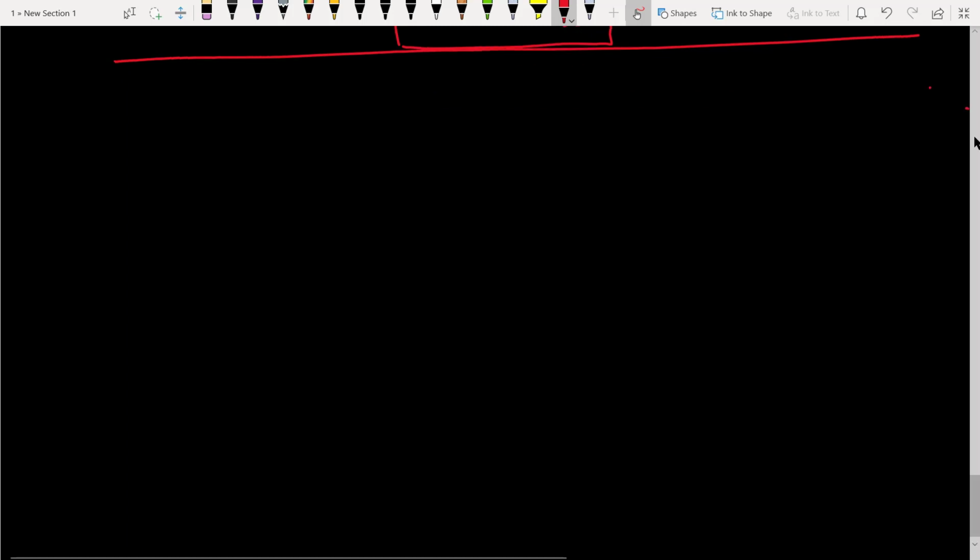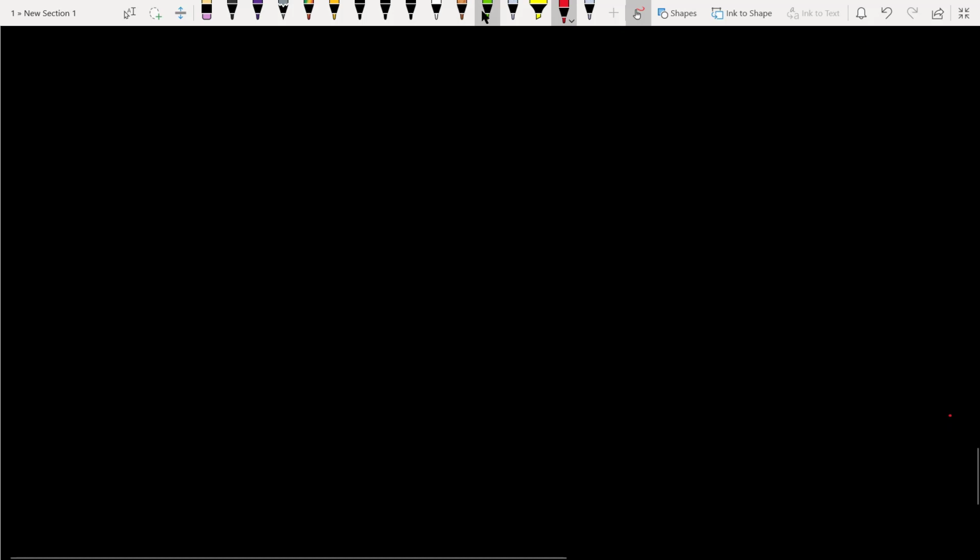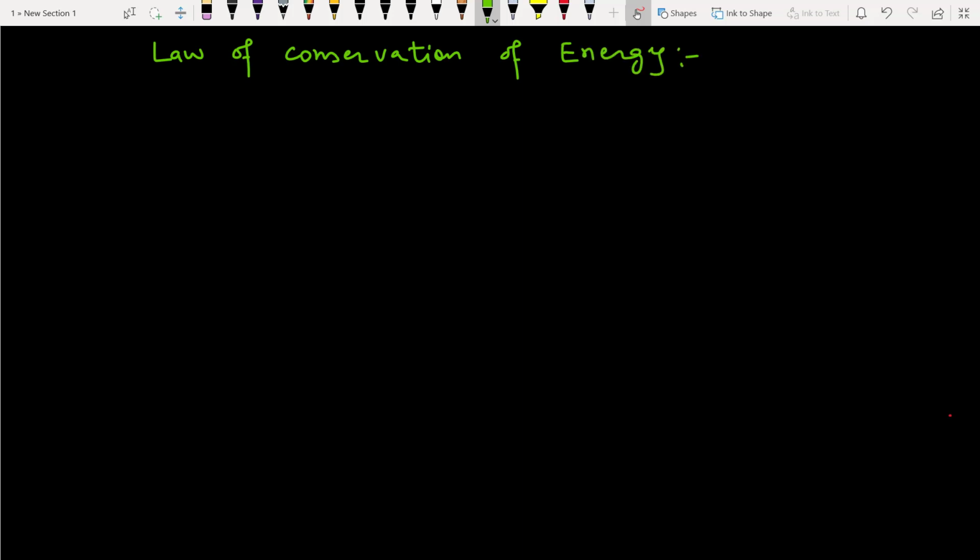So dear students, whenever you go through the lectures, you have to watch the previous lecture as well for continuity. Now we come to the law of conservation of energy. The law of conservation of energy is: in an isolated system, total energy is constant. Energy can neither be created nor be destroyed.